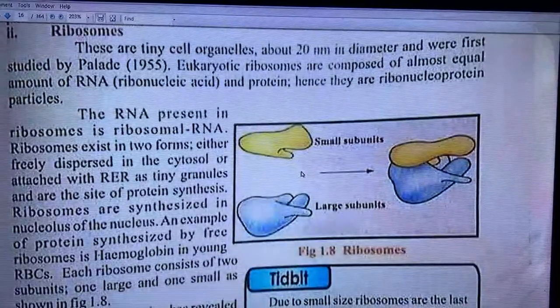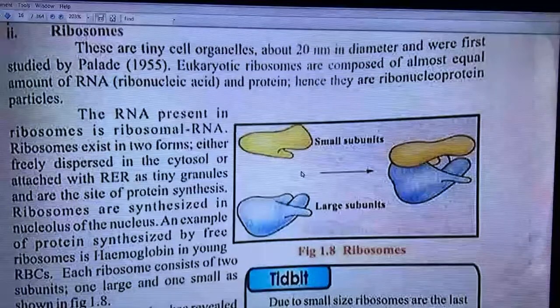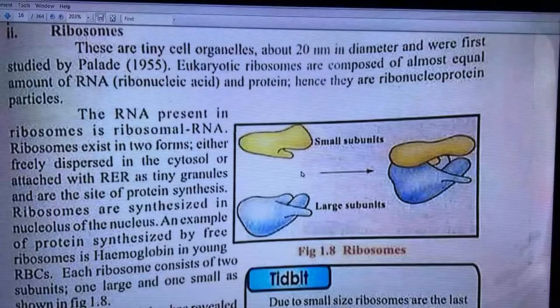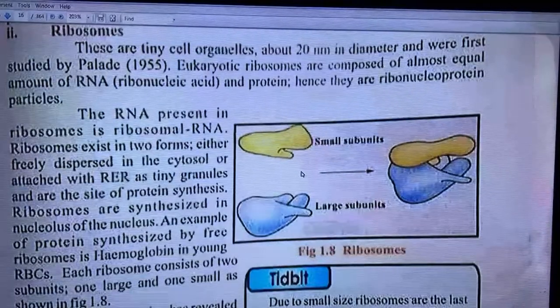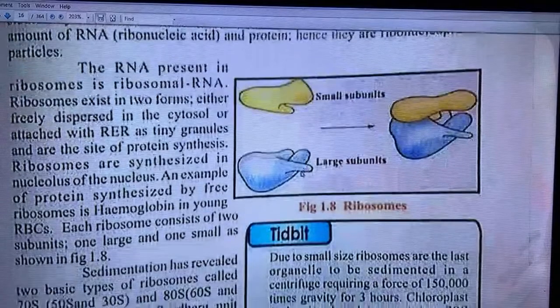Ribosomes. These are tiny cell organelles about 20 nanometers in diameter and were first studied by Palade in 1955. Eukaryotic ribosomes are composed of almost equal amounts of RNA, ribonucleic acid, and protein. Hence, they are ribonucleoprotein particles. The RNA present in ribosomes is ribosomal RNA.